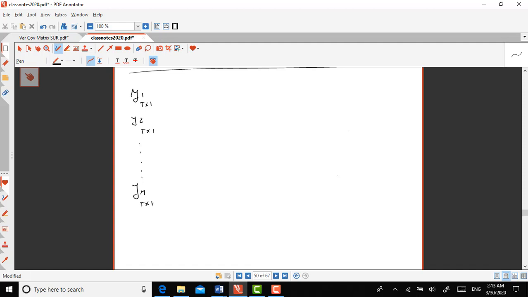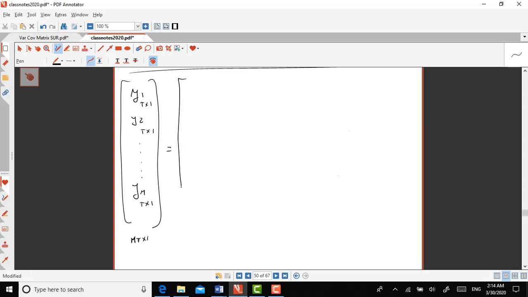If you're thinking in terms of Excel, what you are doing here is putting all your dependent variables one under the other. So if you have 1,000 observations for each equation and you have 10 equations, you're going to have 10,000 observations. That's what's going on here. So we have Y_{t+1}.